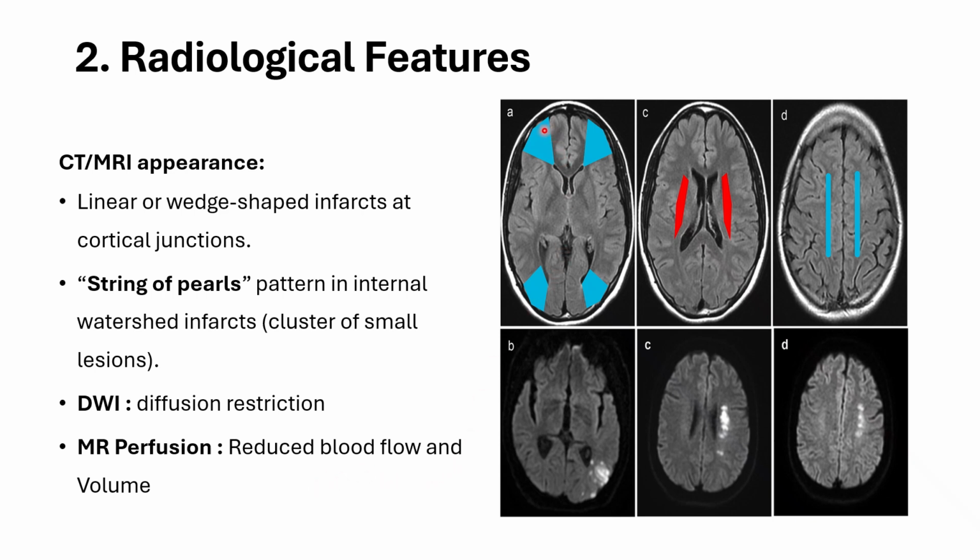So we can see the blue denotes the cortical watershed zone, anterior and posterior, and this red and this blue line is the internal watershed zone. We can see the wedge-shaped diffusion restriction in the posterior aspect, whereas the string of pearls sign we can see in the internal watershed zone.